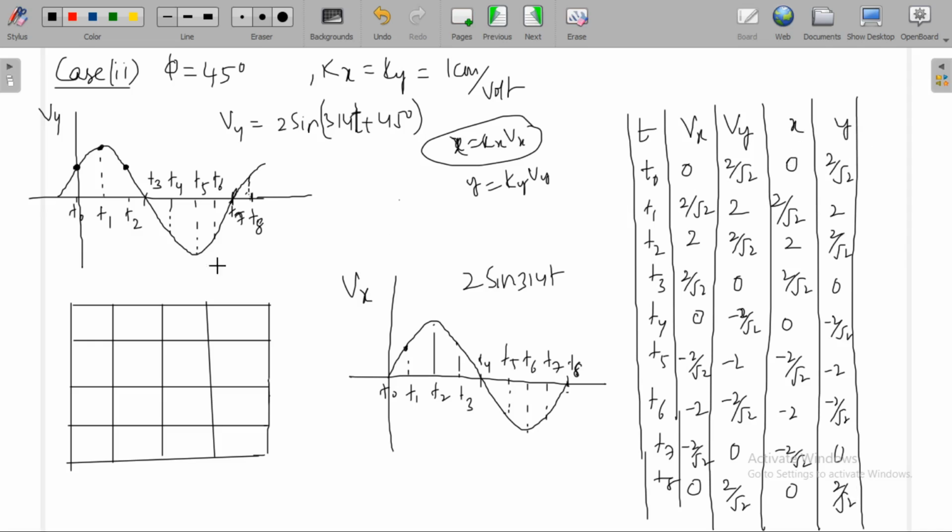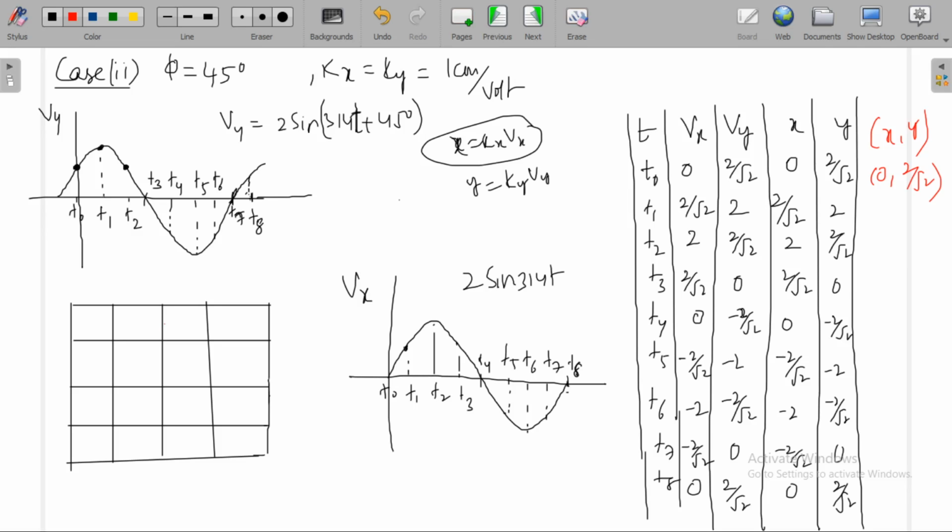What is x comma y here? X is 0 and y is 2 by root 2, which is nothing but root 2 only. That is 1.414. This value will be 1.414, right? So let me take 1 division equal to 1 volt. Then x comma y will be 0 comma 2 by root 2, that is 1.414.